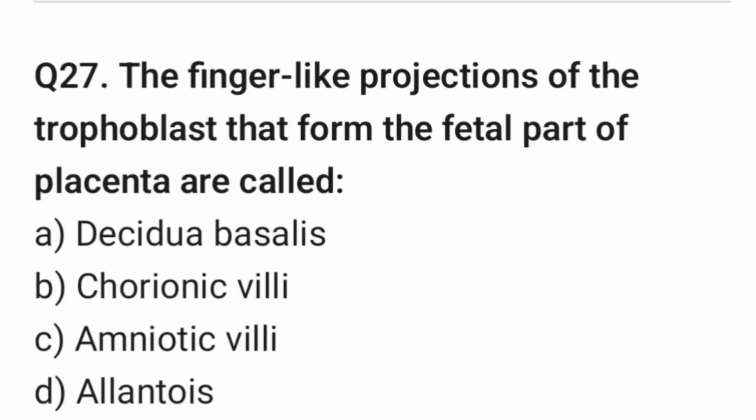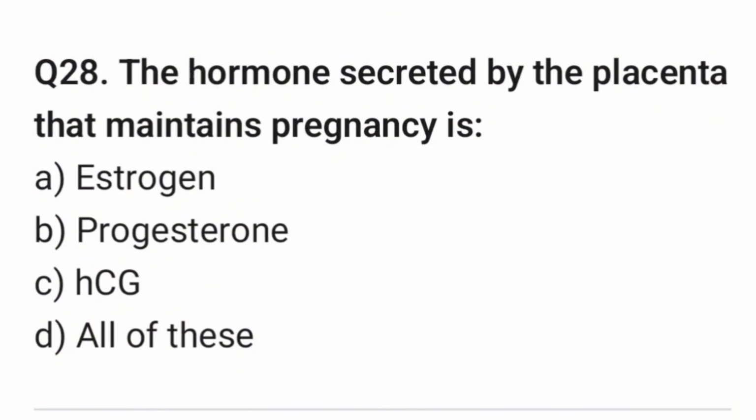Question 27. The finger-like projections of the trophoblast that form the fetal part of the placenta are called. Right answer is option B, chorionic villi. Question 28. The hormone secreted by the placenta that maintains pregnancy is. Right answer is option D, all of these.